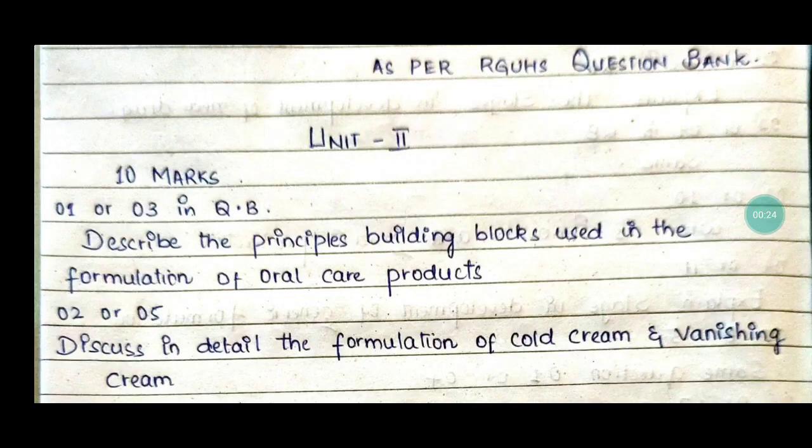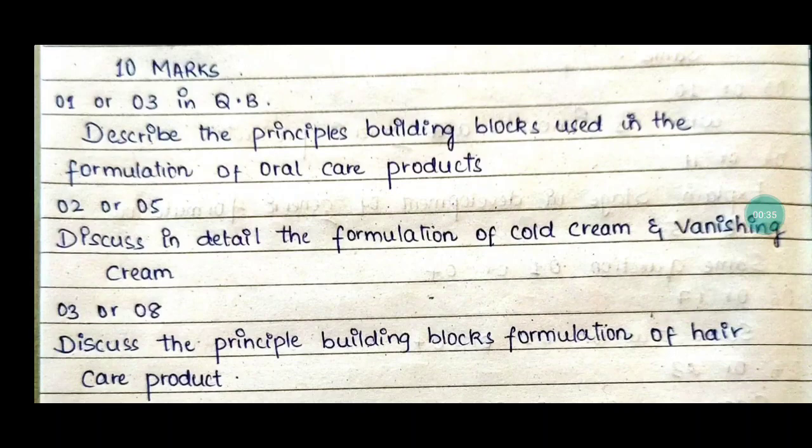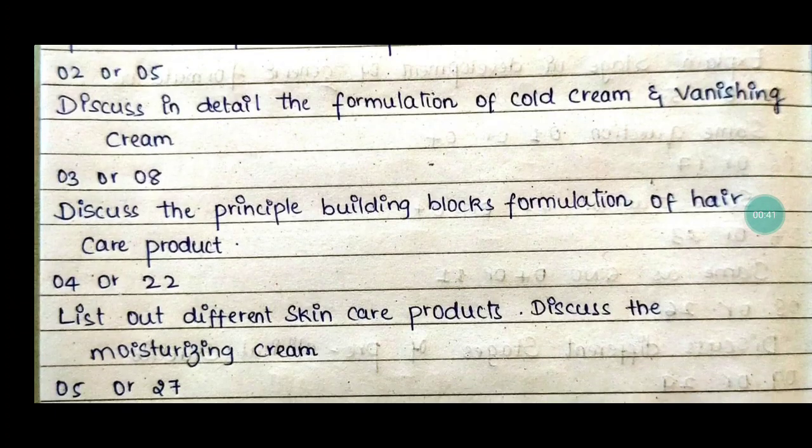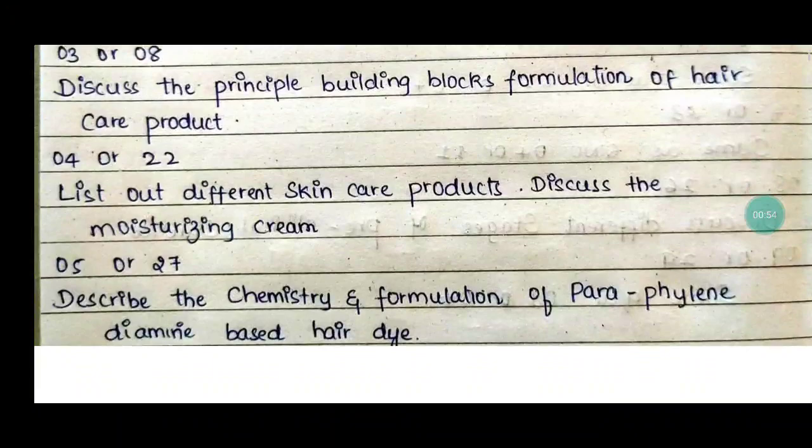The first question in the question bank: describe the principle building blocks used in the formulation of oral care products. The second question: discuss in detail the formulation of cold cream and vanishing cream. Question number three: discuss the principal building blocks for the formulation of hair care products. Question number four: list out the different skincare products and describe the moisturizing cream.